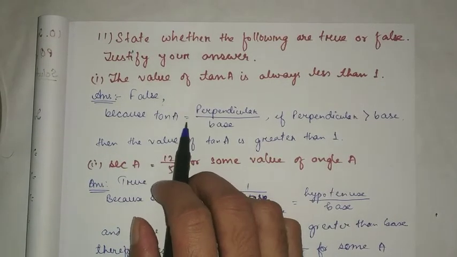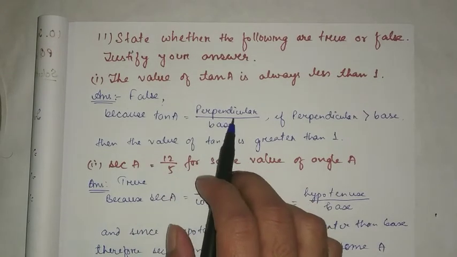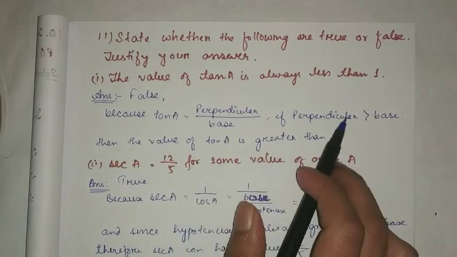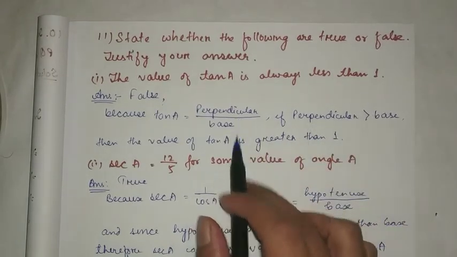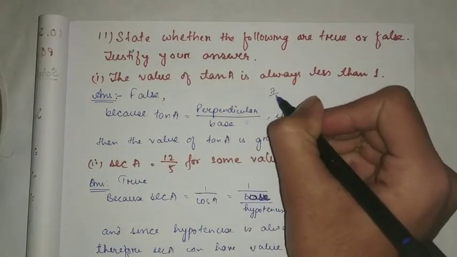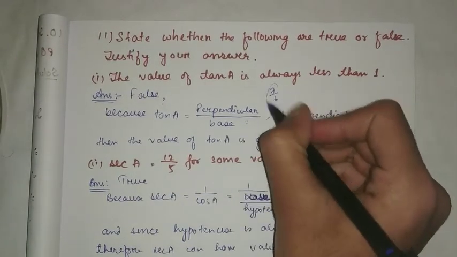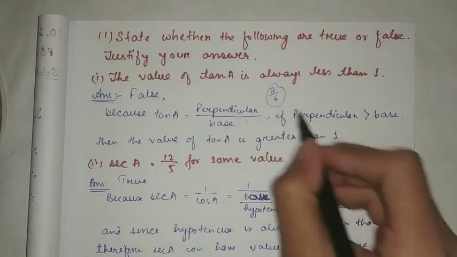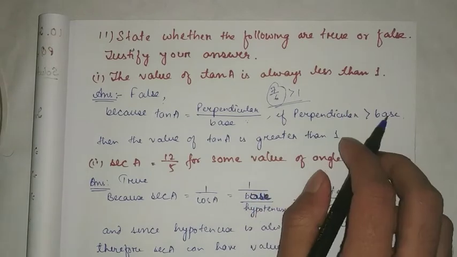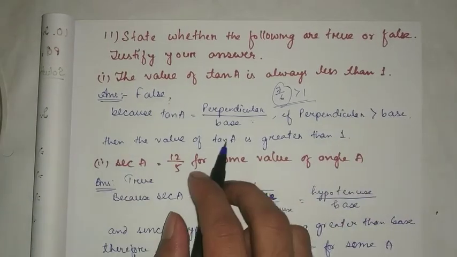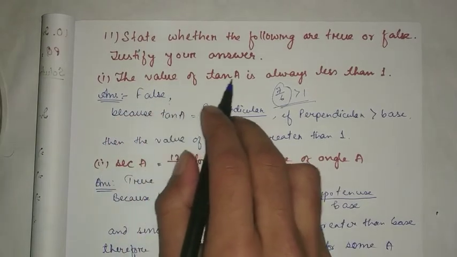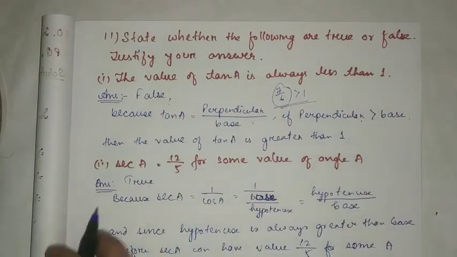We know that tan of A is equal to perpendicular by base, and if the value of perpendicular is greater than the base, for example, suppose in this case perpendicular is 7 and the base is 6, then this value is obviously greater than 1. So if perpendicular is greater than base, then the value of tan A is greater than 1. So the statement that the value of tan A is always less than 1 is false.